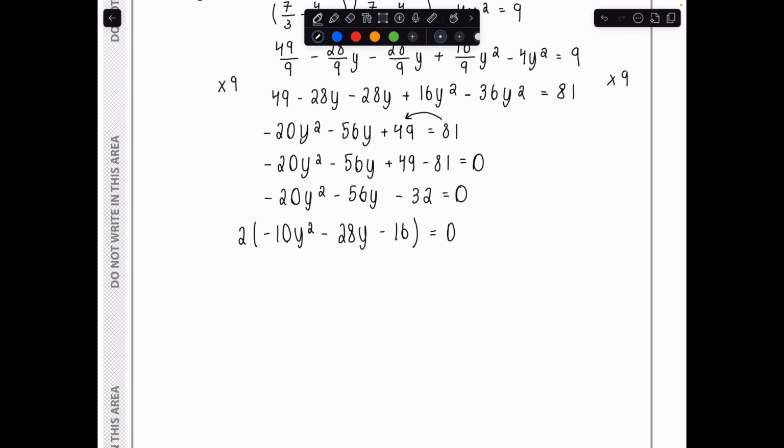But now, could we take out another factor of 2? We could, couldn't we? So in other words, we're taking out a factor of 4. Then we're left with minus 5y squared minus 14y minus 8, and all of that is equal to 0.